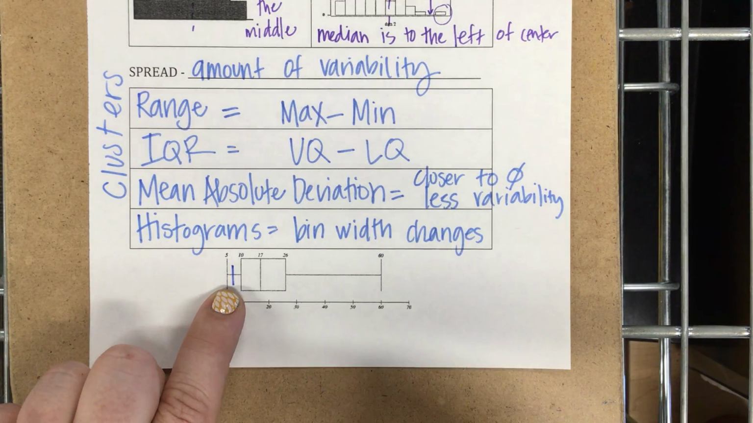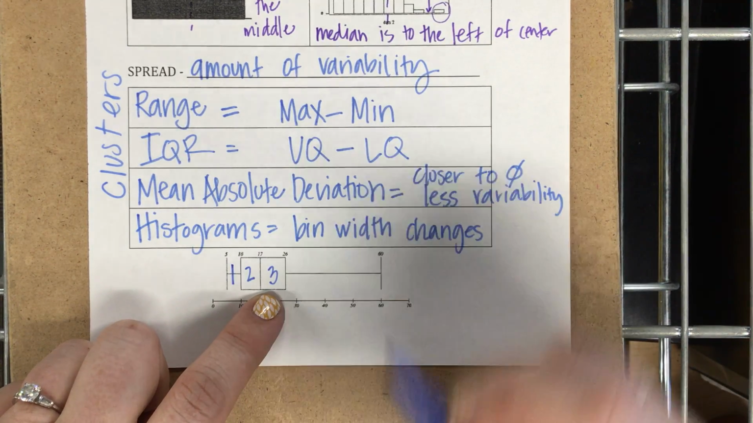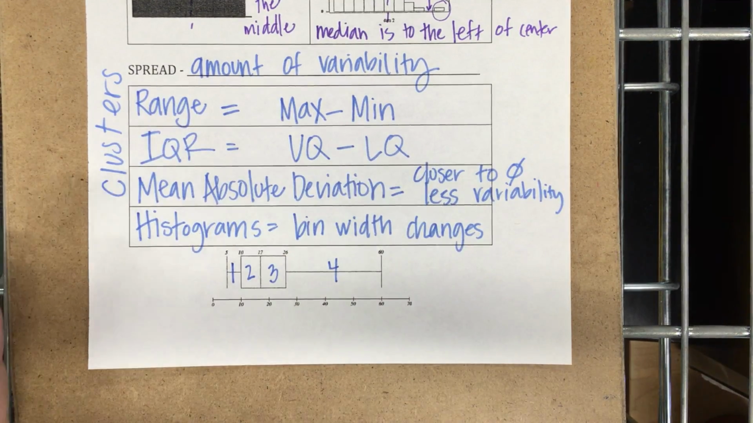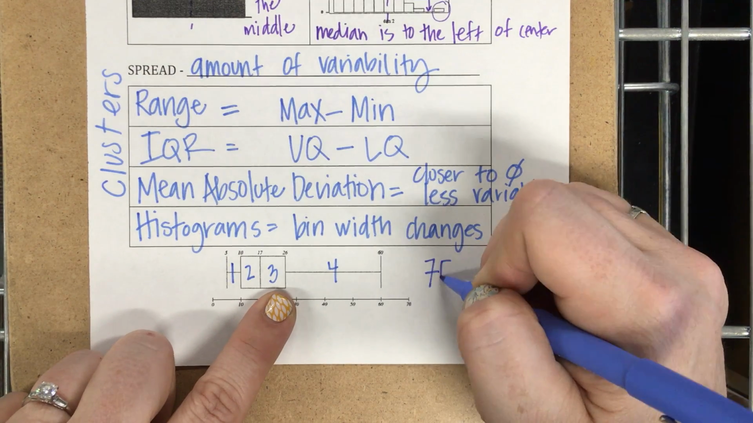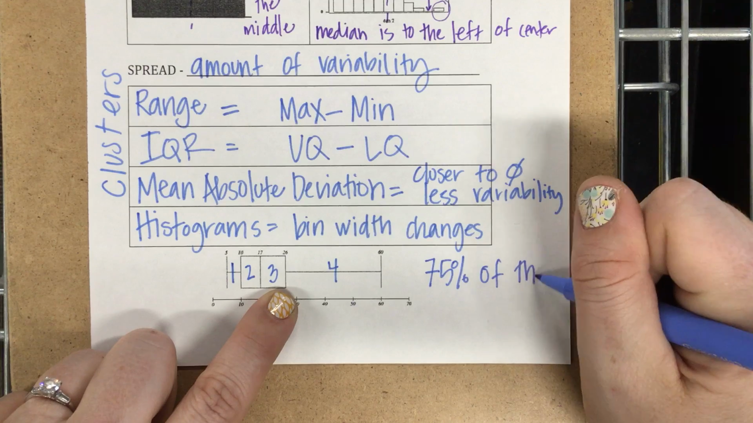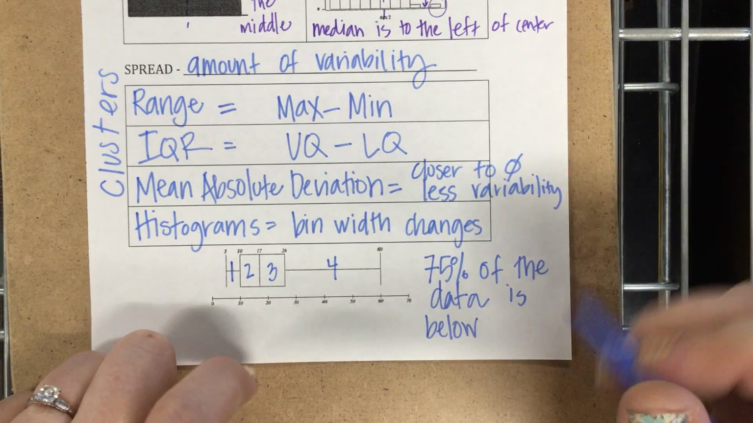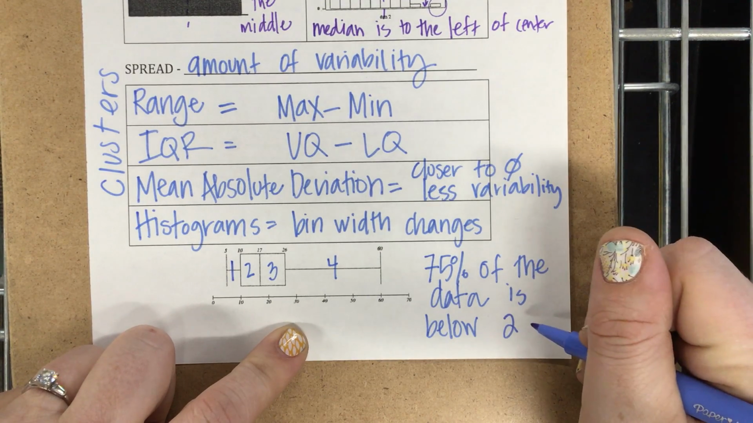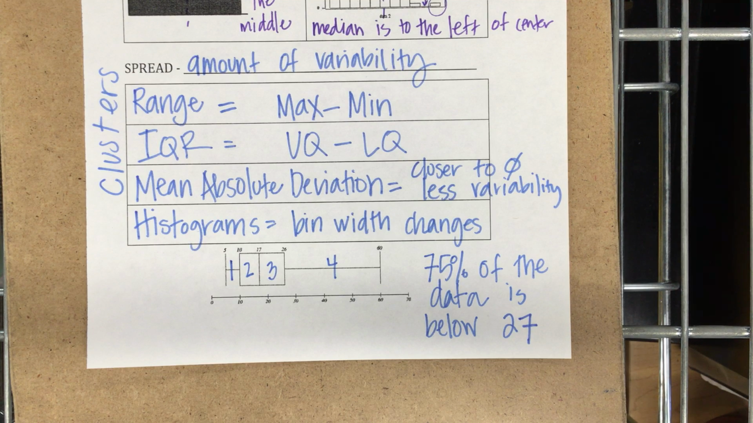This is quartile 1, quartile 2 and quartile 3, and then we have quartile 4 over here. I could say that most of my data is clustered where? To the left. 75% of the data is below, let's go, 26, 27, 28. I'd say 27. 75% because each quartile is 25%, right? Yes. So there is a cluster.